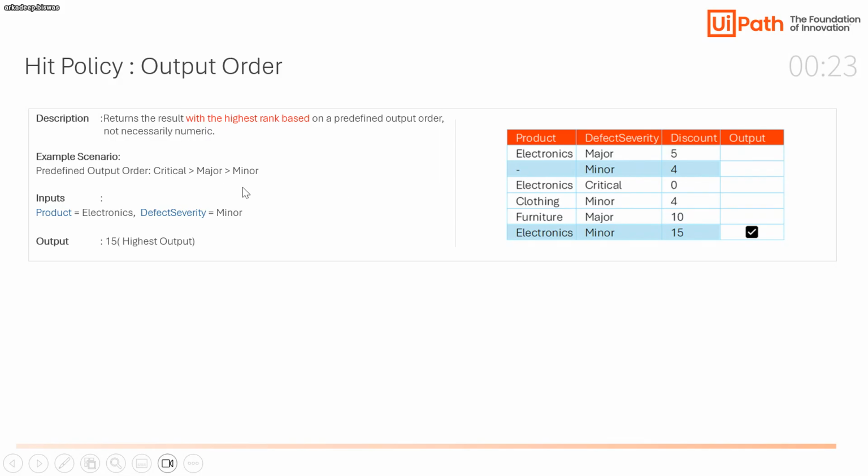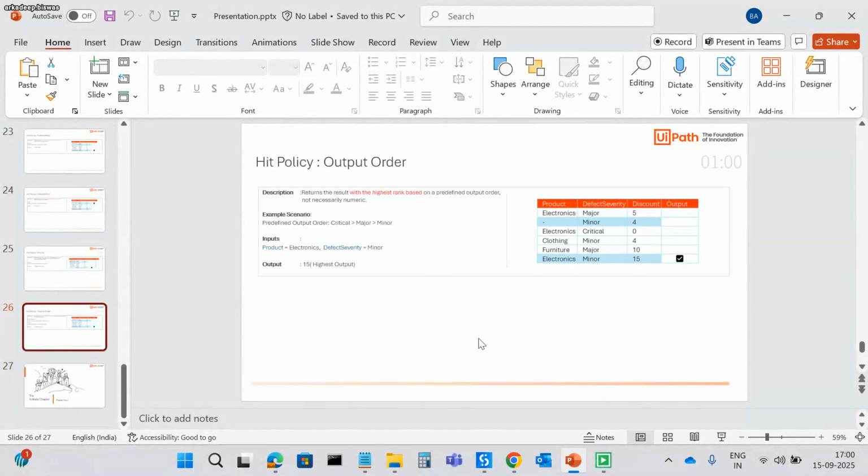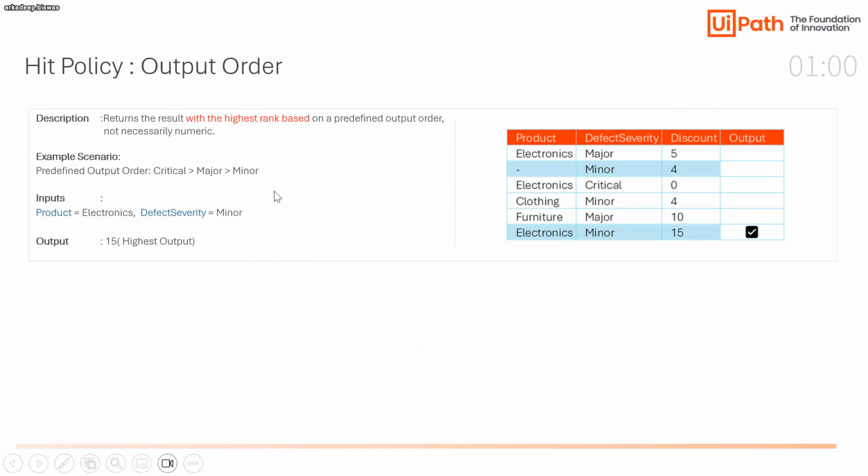For example, if you have selected the inputs as electronics and minor, we can see there are two rules selected. But for the output order policy, if more than one rule is selected, it will give the output with the highest numeric value as well as the highest rank.